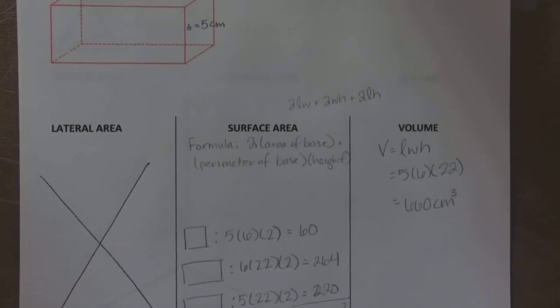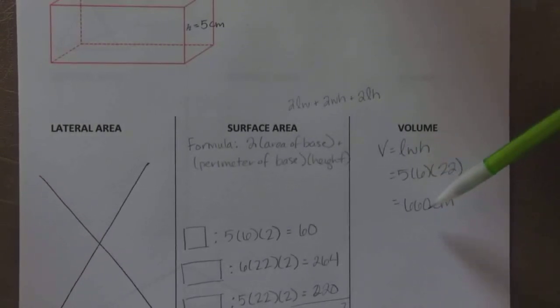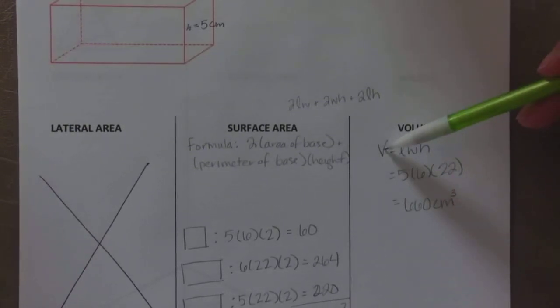I could be asking for something totally different, and some kid will be like, oh, is that length times width times height? And I'm like, no, that's the volume of a rectangular prism. So here's your chance to use it. 5 times 6 times 22. 660 centimeters cubed. You have to cube your units when you're finding the volume.